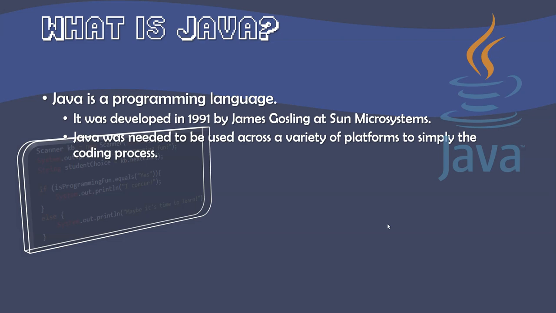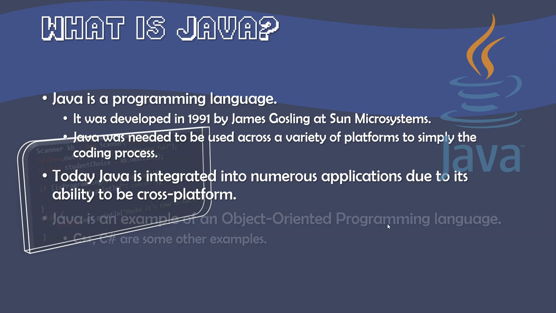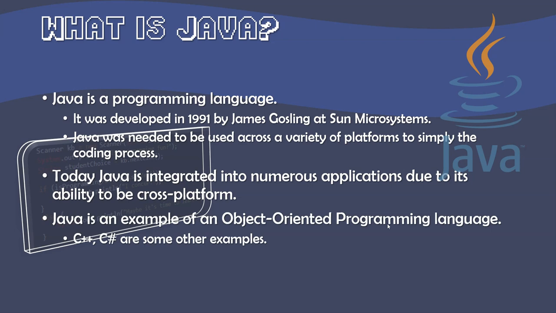They wanted a programming language that could function kind of like C++, but didn't have to have the necessary restrictions of being tied to a particular operating system. Today, Java is integrated into numerous applications due to its ability to be cross-platform, so it's a very widely used programming language. Now, of course, Java is just one example of what we call an object-oriented programming language. C++, C# are examples of some other ones. There are numerous other object-oriented programming languages, and there are programming languages which aren't object-oriented. But the ones that we're going to be focusing on, of course, are object-oriented, particularly Java.